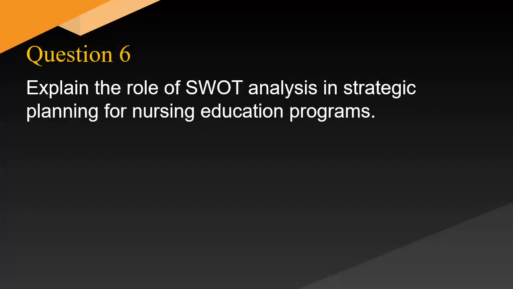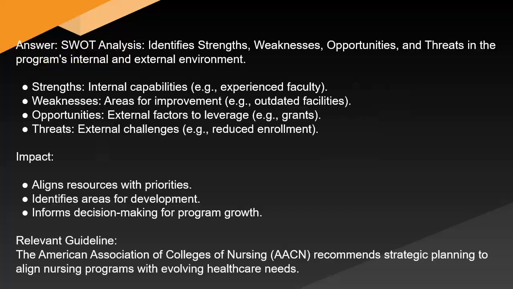Explain the role of SWOT analysis in strategic planning for nursing education programs. Answer: SWOT analysis identifies strengths, weaknesses, opportunities, and threats in the program's internal and external environment. Strengths: internal capabilities, e.g., experienced faculty; weaknesses: areas for improvement, e.g., outdated facilities; opportunities: external factors to leverage, e.g., grants; threats: external challenges, e.g., reduced enrollment. Impact: aligns resources with priorities, identifies areas for development, informs decision-making for program growth.